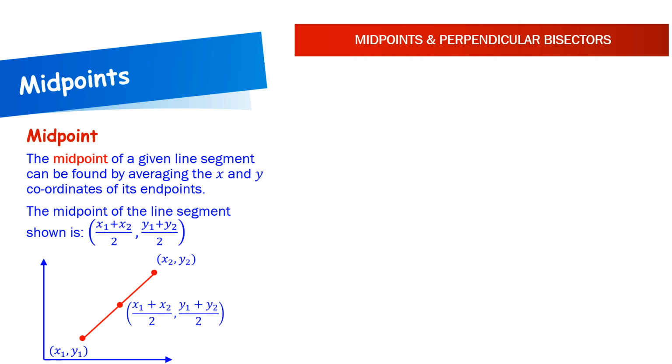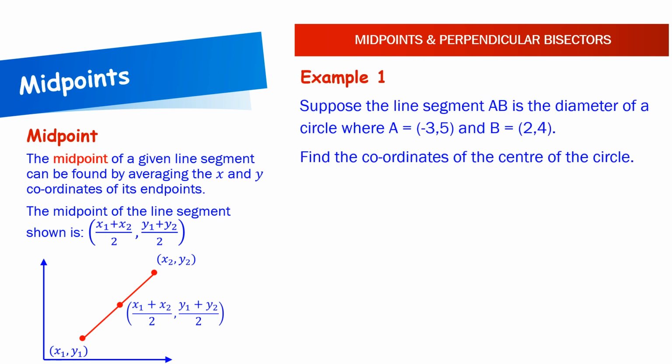The midpoint of a given line segment can be found by averaging the x and y coordinates of its endpoints. The midpoint of the line segment shown is (x1 + x2)/2, comma, (y1 + y2)/2. Let's take a look at an example. Pause the video and have a go. Press play when you're ready to view the solutions.